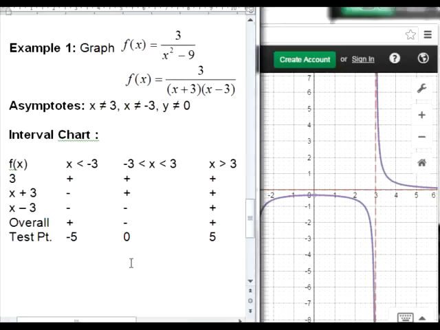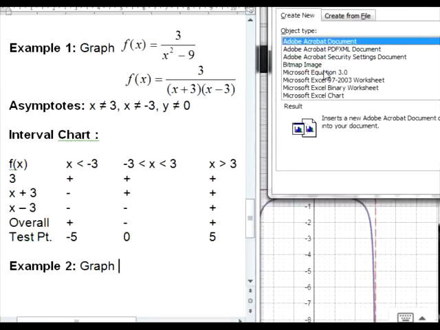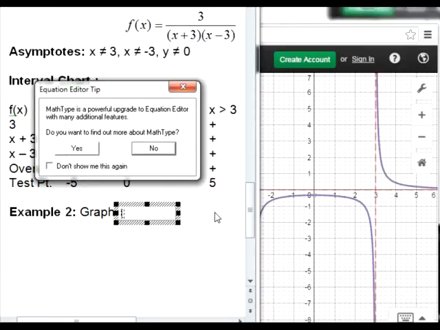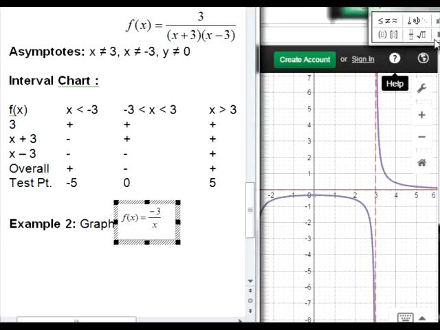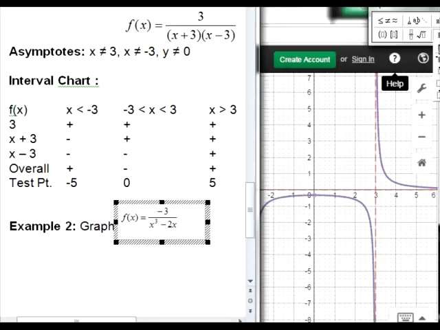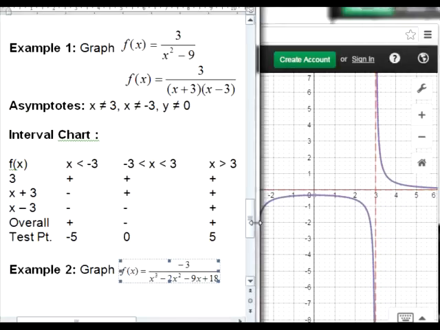This is going to be example 2, and then we're going to be done for the day, I think. Example 2 is going to say, graph f of x equals negative 3 over x cubed minus 2x squared minus 9x plus 18. This will be more complicated, of course, because it's for you guys.